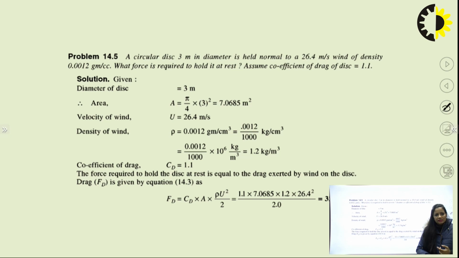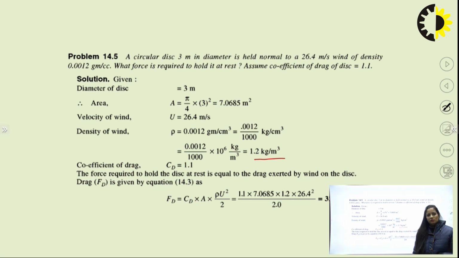The diameter is given, so you can calculate the area of the circular disc. Obviously, just apply the formula of area, pi by 4 d square. The velocity of wind and density of wind are also given here. So it's a simple question. The free stream velocity is given as 26.4 meter per second. The density is given in gram per centimeter cube, just convert it into kg per meter cube. The density of wind will come as 1.2 kg per meter cube.